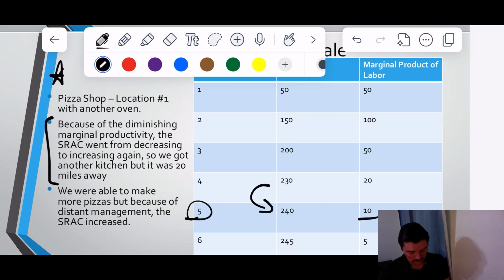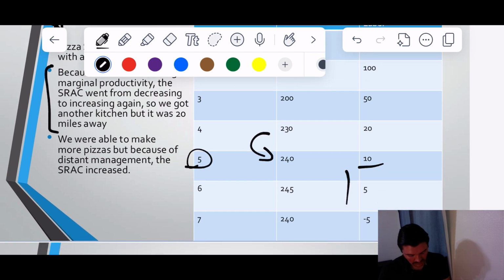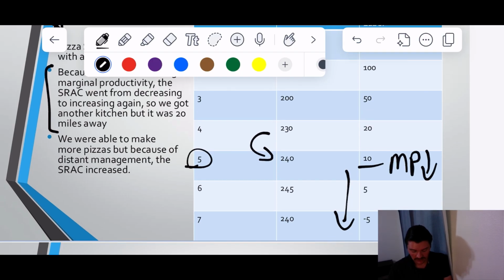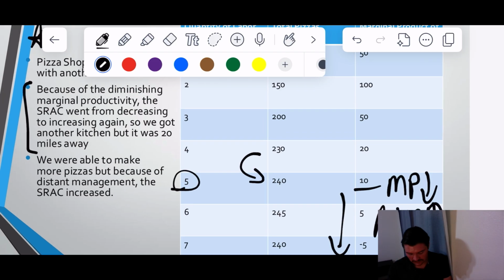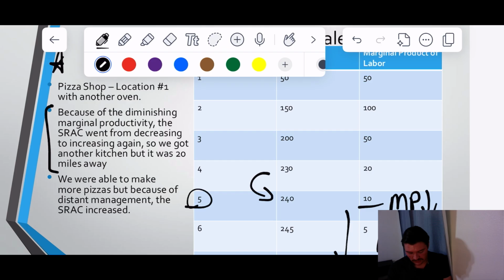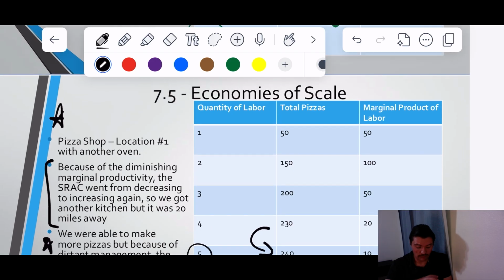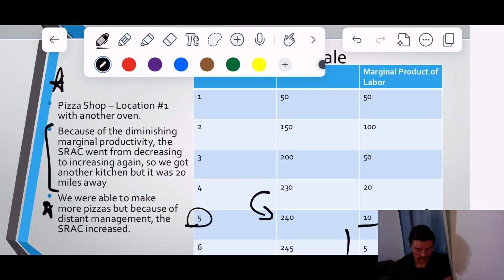right? Because of the diminishing marginal productivity, though, the short run average cost went from decreasing to increasing again, right? See how we're going 10, 5, -5? Again, the marginal product is going down, so the average total cost is going up. So we were able to make more pizzas now because of the extra oven. We had a new fixed input, a brand new short run average cost.